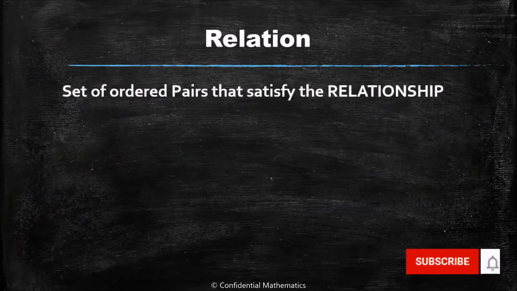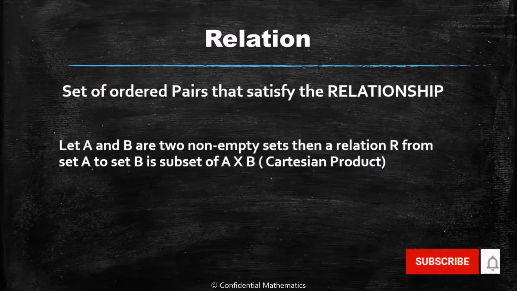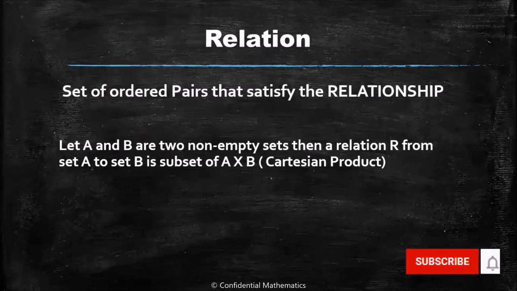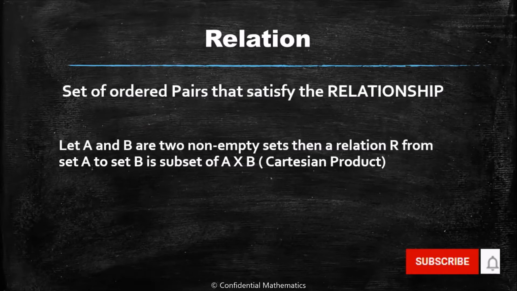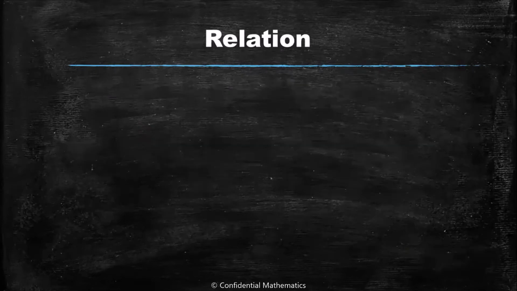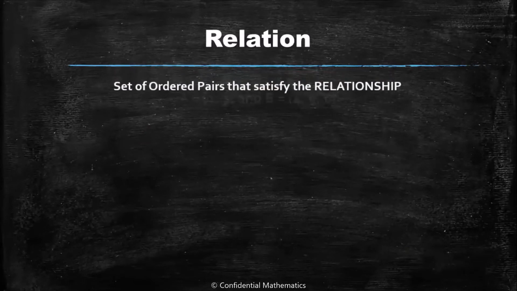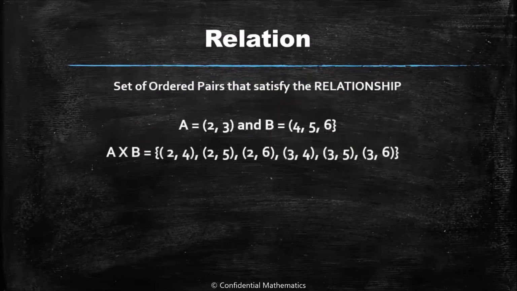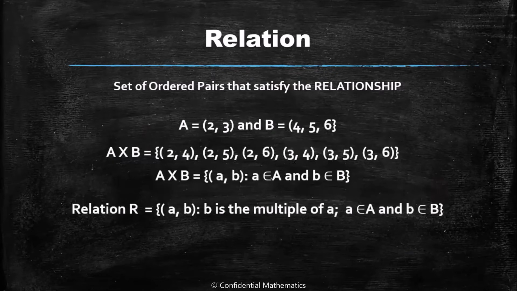Previously, the relation is the set of ordered pairs that satisfy the relationship. A relation between two non-empty sets is the set of ordered pairs which is a subset of the Cartesian product of the two sets A and B, read as A cross B, and the relation from set A to B is denoted by this symbol. Now this is the relation of two non-empty sets and the Cartesian product.